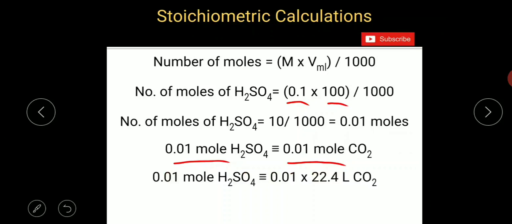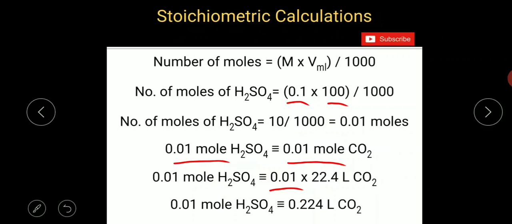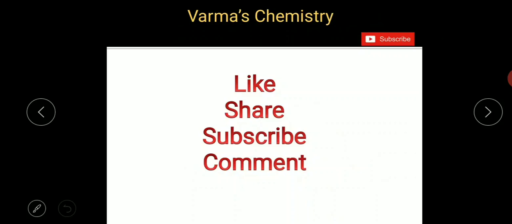And volume of 1 mole of CO2 at STP is 22.4 liters. But here we got 0.01 moles of CO2. So when it is multiplied with 22.4 liters, you will get 0.224 liters of CO2. So like this, you can solve the numericals based on stoichiometric equations. Thank you.